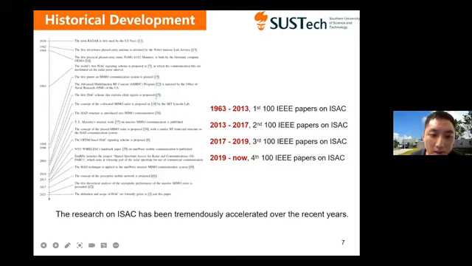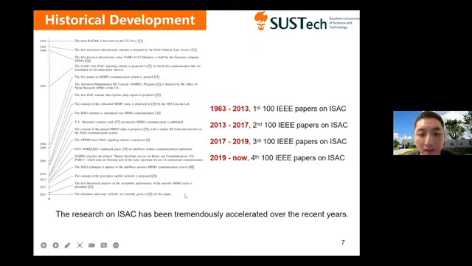Okay, so as you can see, another highlight is that last year, there was a first theoretical analysis of the asymptotic performance of massive MIMO radar. So you can see during these decades, radar and communication are always inspiring each other, okay?